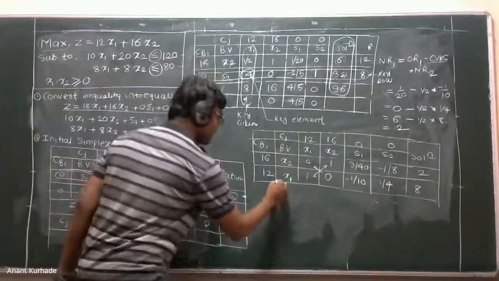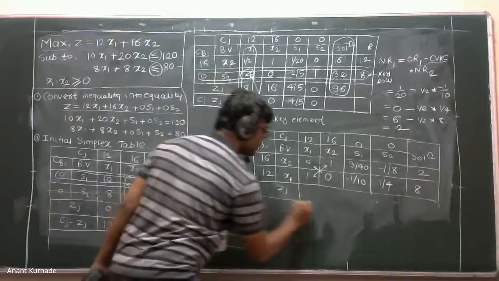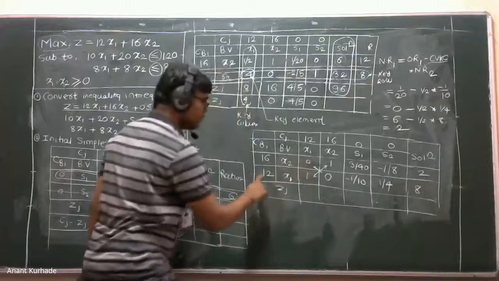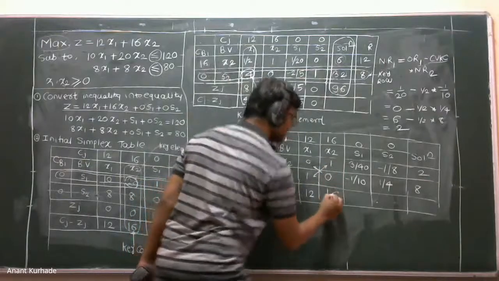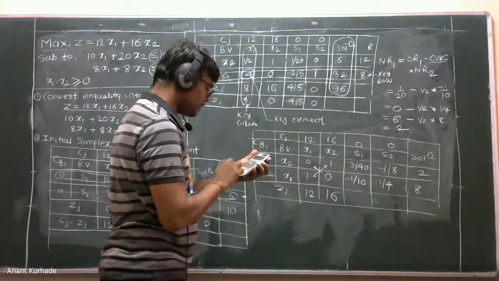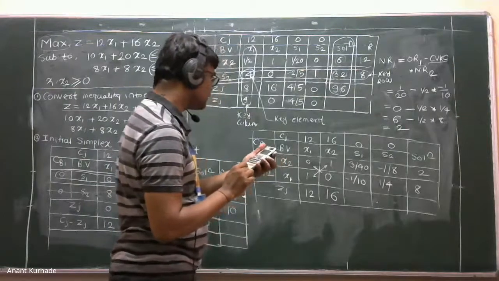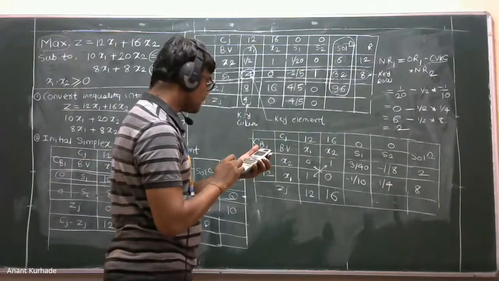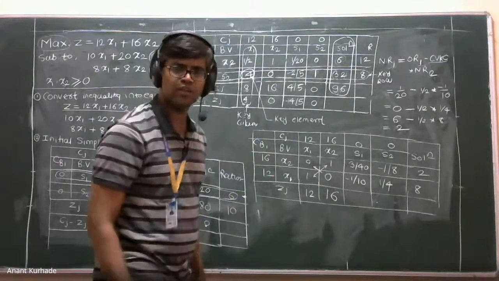Now last, find out the next one, the Zj. How can we find Zj? 16 into 0 plus 12 into 1, it is 12. 16 into 1 plus 12 into 0, it is 16. Do this in calculation: 16 into 3 divided by 40 plus 12 into minus 1 divided by 10. Is it 0? Check this in calculation. It is 0, showing here 0.